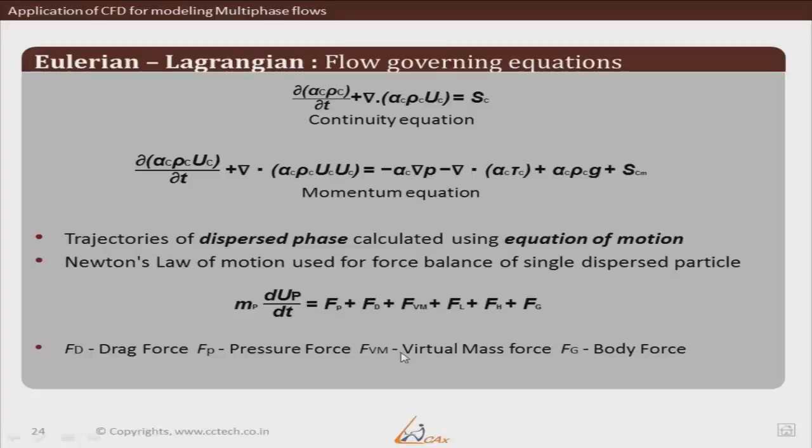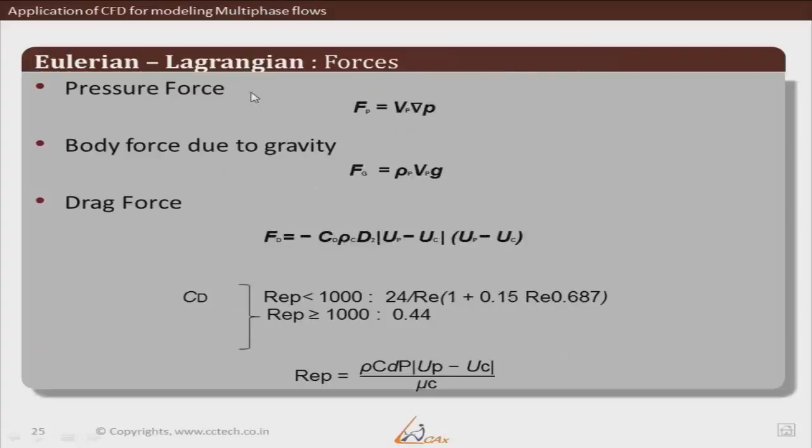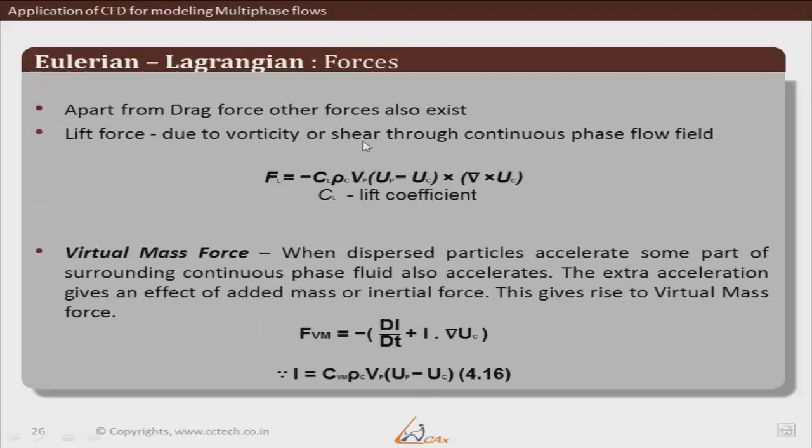In this we have the drag force, pressure force, virtual mass force, as well as body force. So we'll see how the process goes on. These individual forces are calculated by their configurations. For pressure force, we use the pressure gradient. For body force, we use acceleration due to gravity. For drag as well as lift force, we use the relative velocity and their corresponding coefficients. So as shown here, for lift force, we use the lift coefficient.